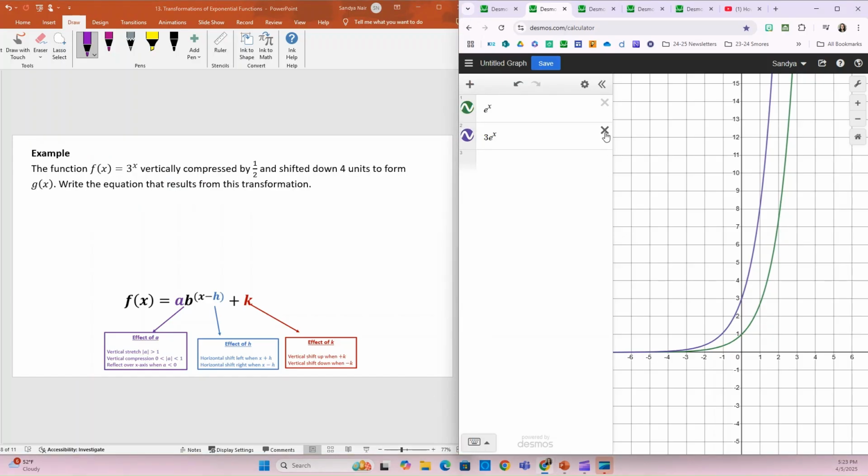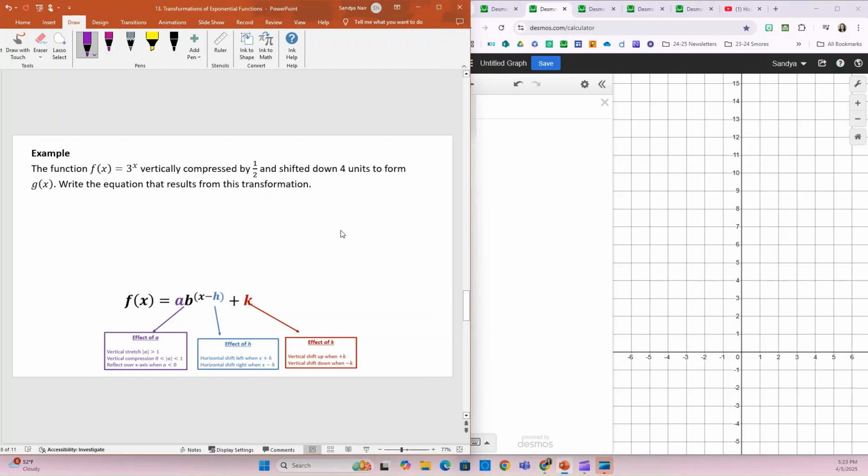So now it says the function f of x equals 3 to the x is vertically compressed by 1/2 and shifted down 4 units to form g of x. Write the equation that results from this transformation. So here we have two transformations. We have a vertically compressed by 1/2. Remember, a vertical compression means a is between 0 and 1. So I'm going to go ahead and label this as a value of a. And then it says that this is also shifted down 4 units. Down 4 units means we have a minus k. So I'm going to go ahead and label that also.